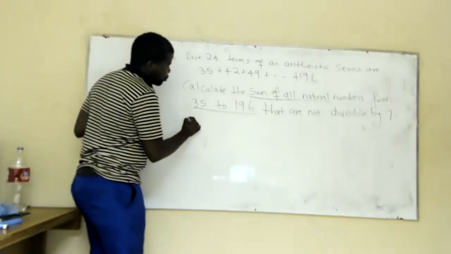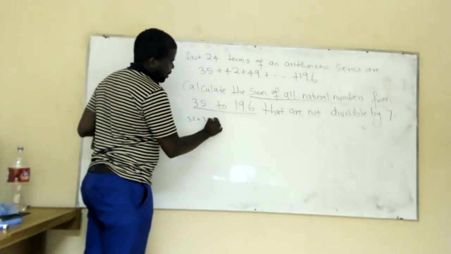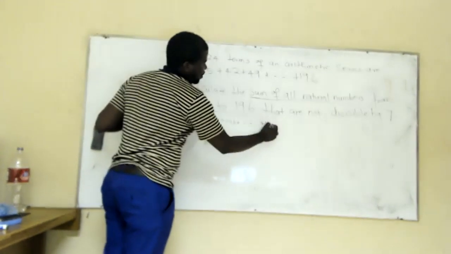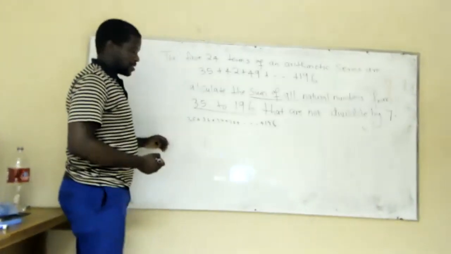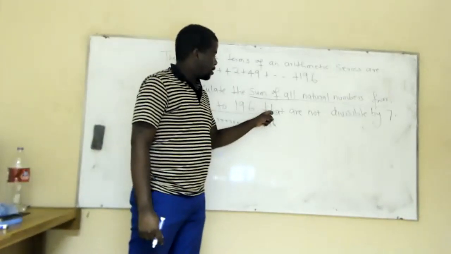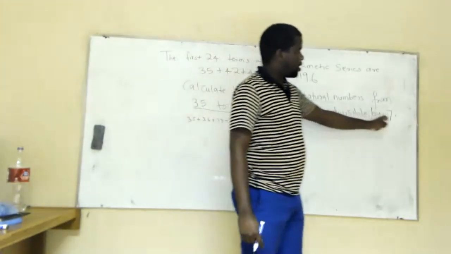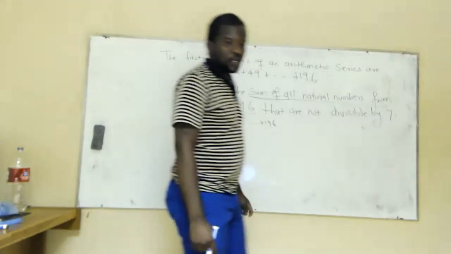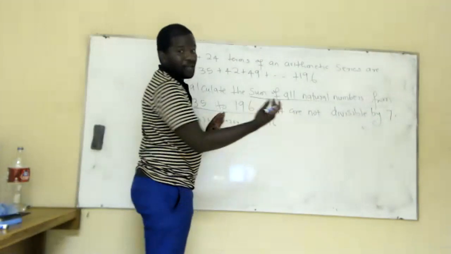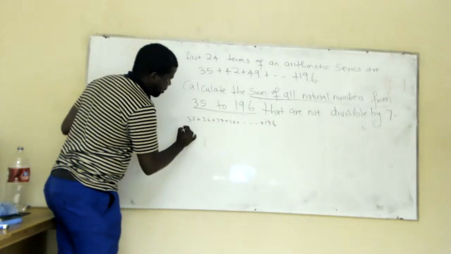So in other words, we are going to calculate the sum of 35 plus 36 plus 37 plus 38 and so on up to 196. But now take note of this, that these terms must not be divisible by 7. So the terms which are here, they must not be divisible by 7. Okay, let me extend this series and you tell me the terms which are divisible by 7.